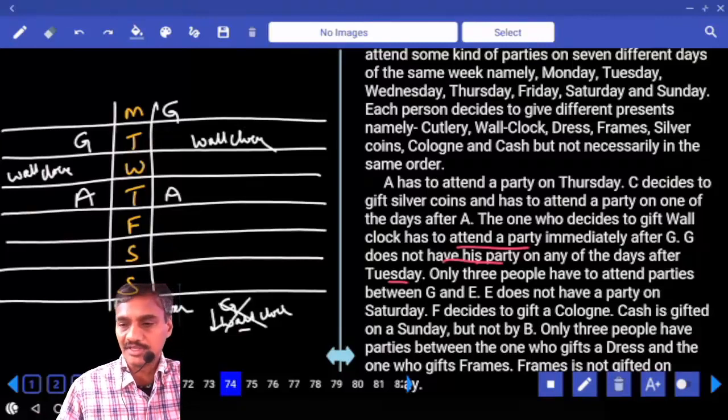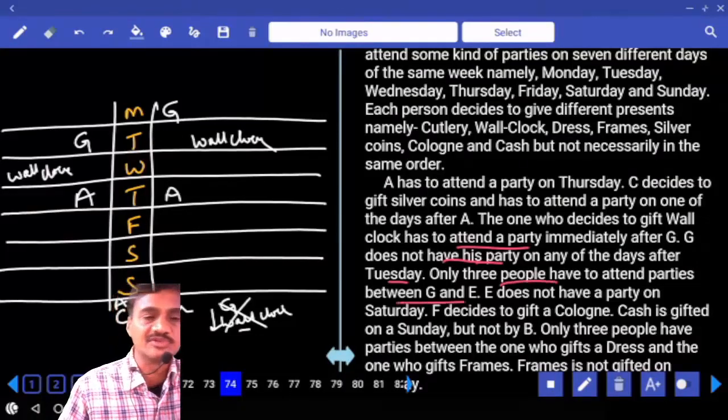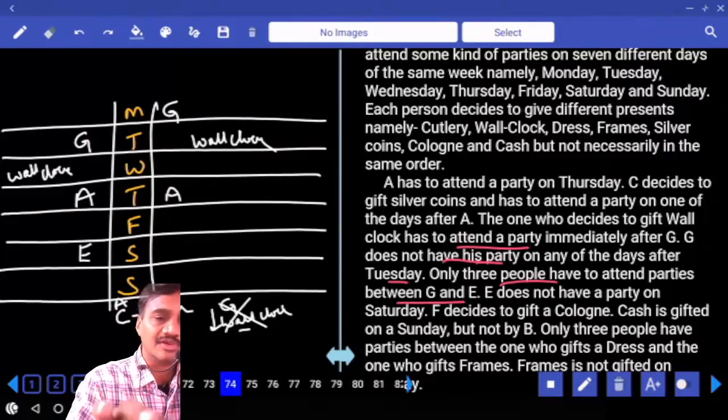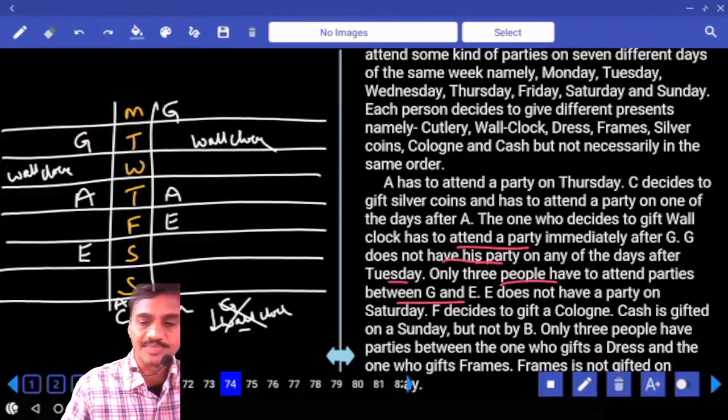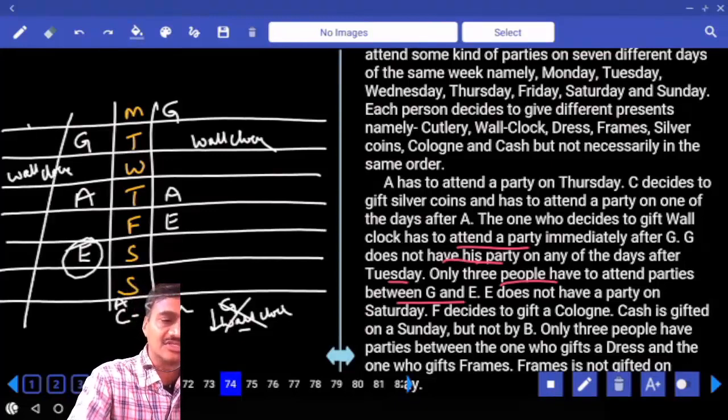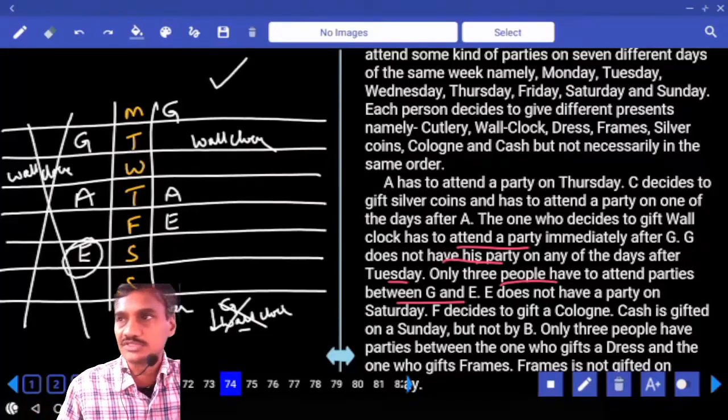Then next, only three people have to attend the party in between G and, how many, tell me? There must be exactly three people. Now here in this case E must be on Friday. And E does not have a party on Saturday. Now in the first case E is having a party on Saturday. Hence this case is ruled out. Now we are left with only the second case.